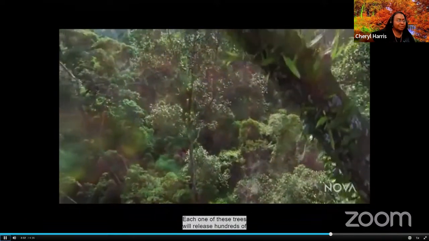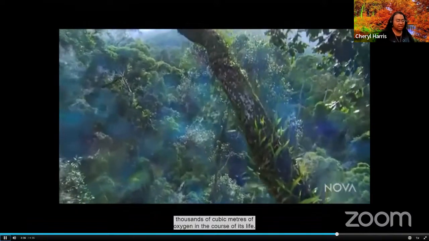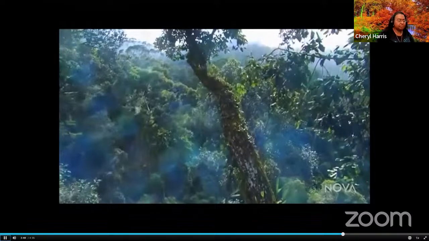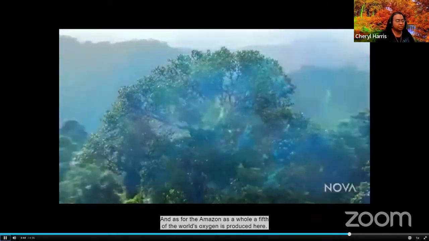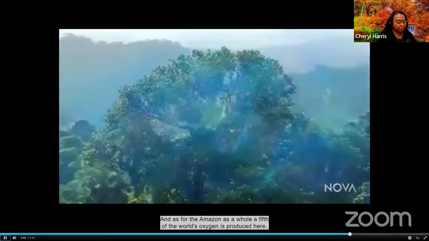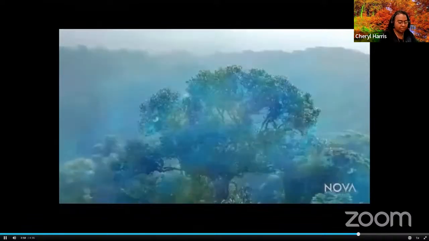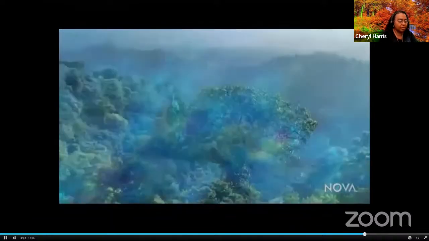Each one of these trees will release hundreds of thousands of oxygen in the course of its life. And as for the Amazon as a whole, a fifth of the world's oxygen is this will breathe.